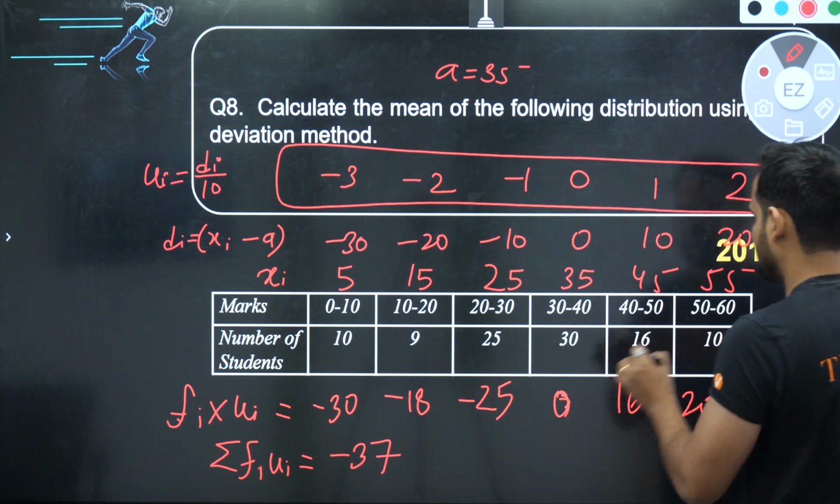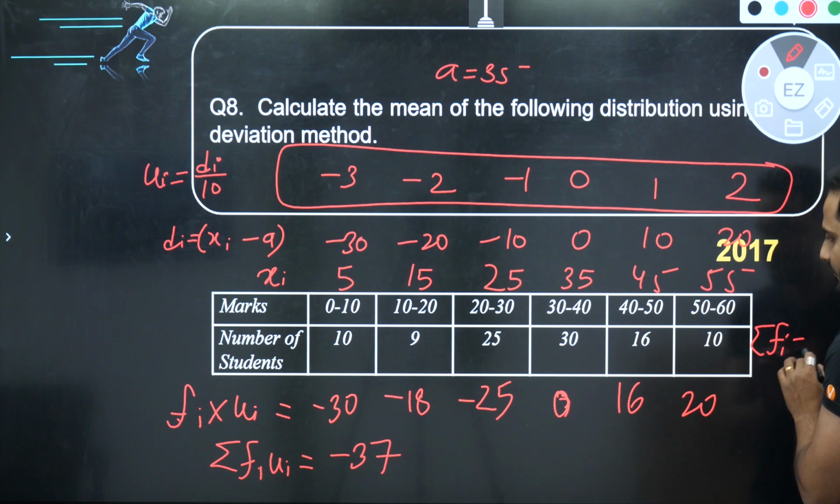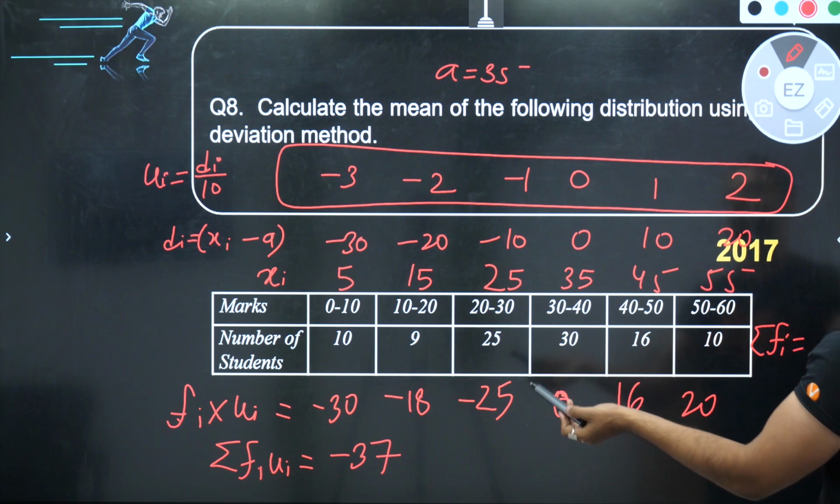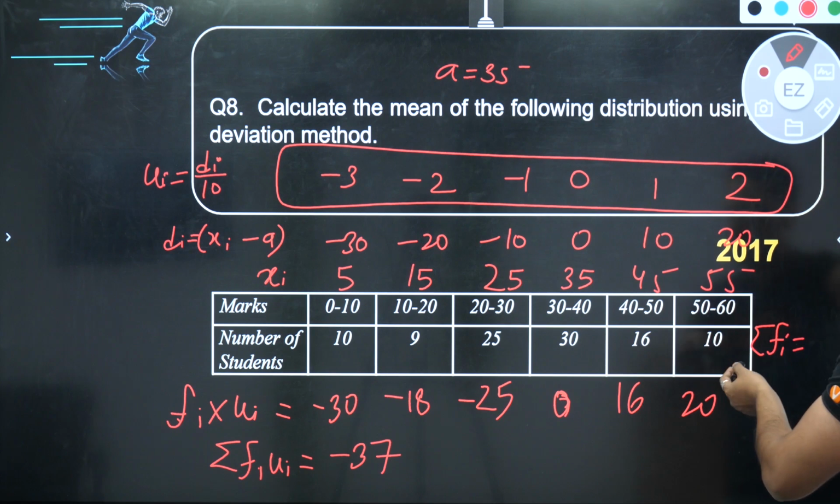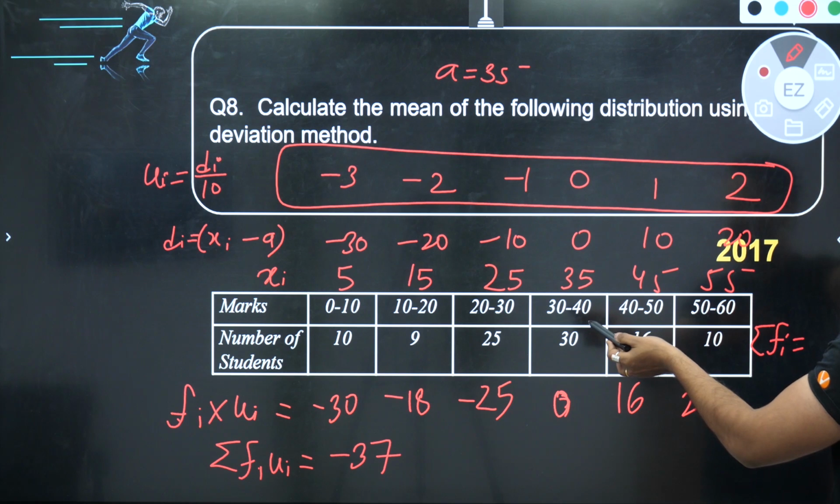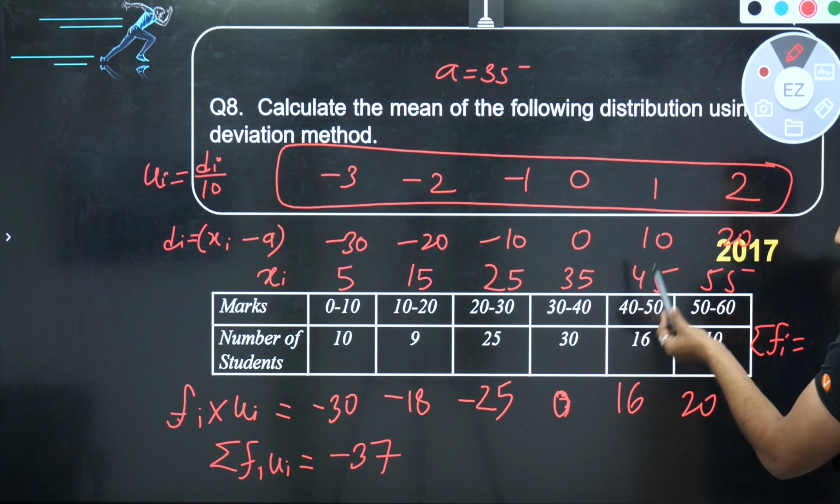And sum of the frequency is going to be equal to what? Summation of fi, how many students, so we have to calculate it. 10 plus 9 is 19, 19 plus 25 is 44, 44 plus 30 is 74, 16 plus 74 is 90, plus 10 is 100.